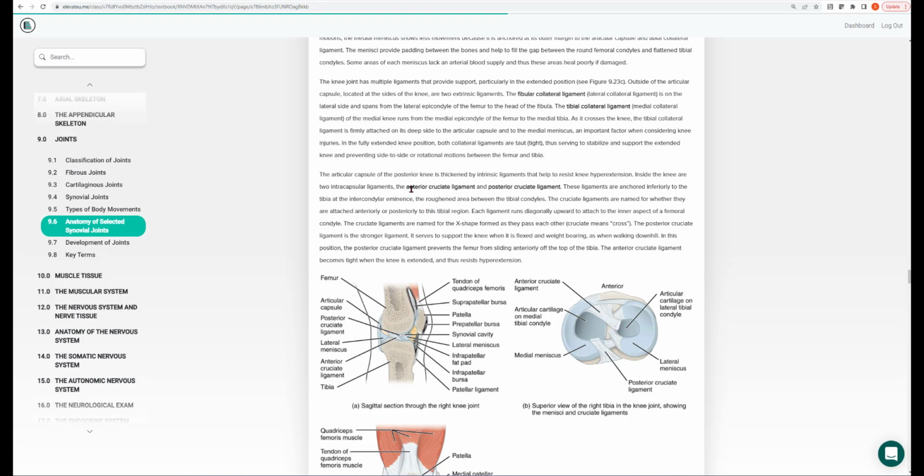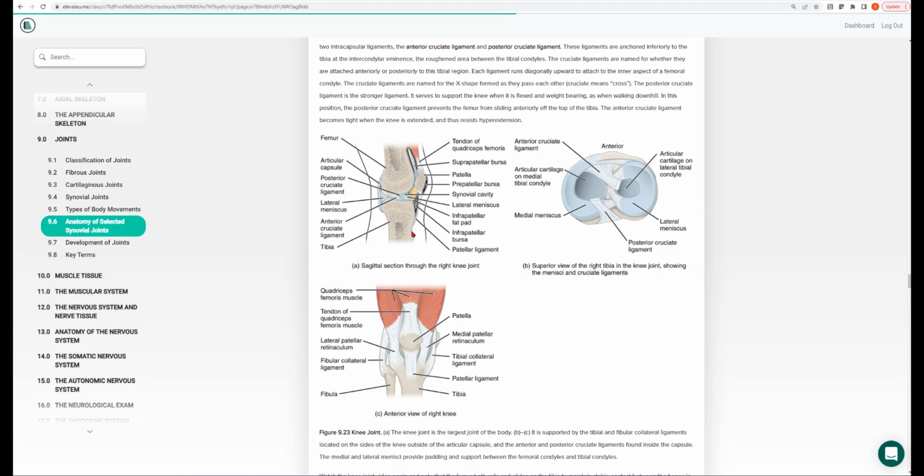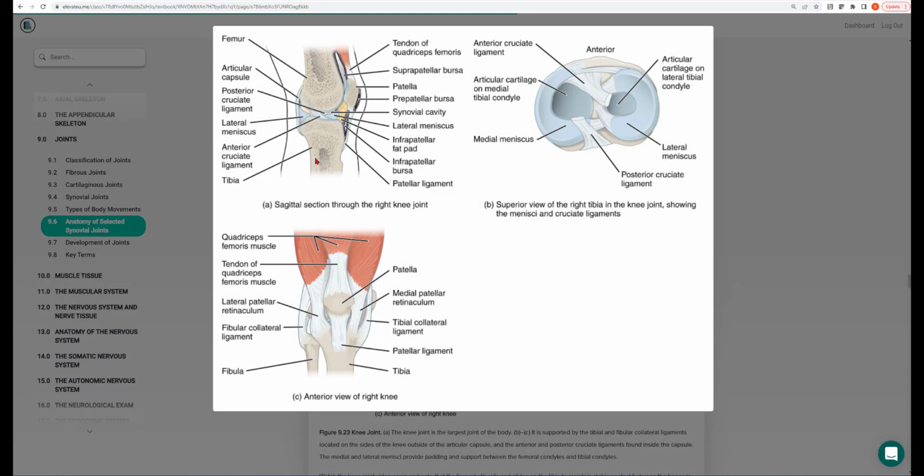There's an ACL and a PCL. We've all heard of these. You can't turn on ESPN without hearing about somebody who has torn or damaged their ACL. So the ACL, we'll take a look at it here in a moment. This is a sagittal view.